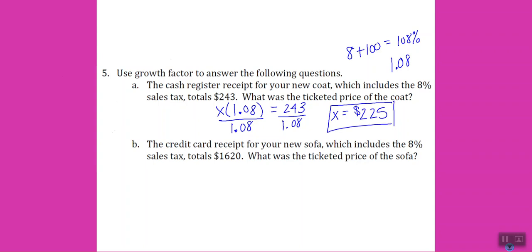The credit card receipt for your new sofa, which includes the 8% sales tax, totals $1,620. What was the ticketed price of the sofa? So same process. Whatever the original price of the sofa was, times 1.08 will give us $1,620. I'm going to divide both sides by 1.08. That tells us the sofa would have originally cost $1,500.